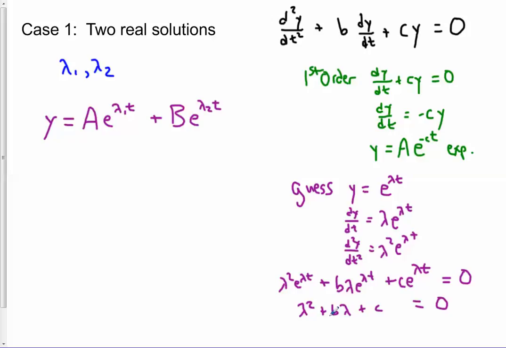So we find that, yes, this guess can work as long as the number we put right in here is a solution to this equation. The lambda has to satisfy this equation. And that's our characteristic equation. So solving this differential equation boils down to solving this algebraic equation. And as we said, if there are two real solutions, so there are two different lambdas that work here, on one hand we would have e to the lambda 1 t. On the other hand, we would have e to the lambda 2 t. Those each would be solutions.